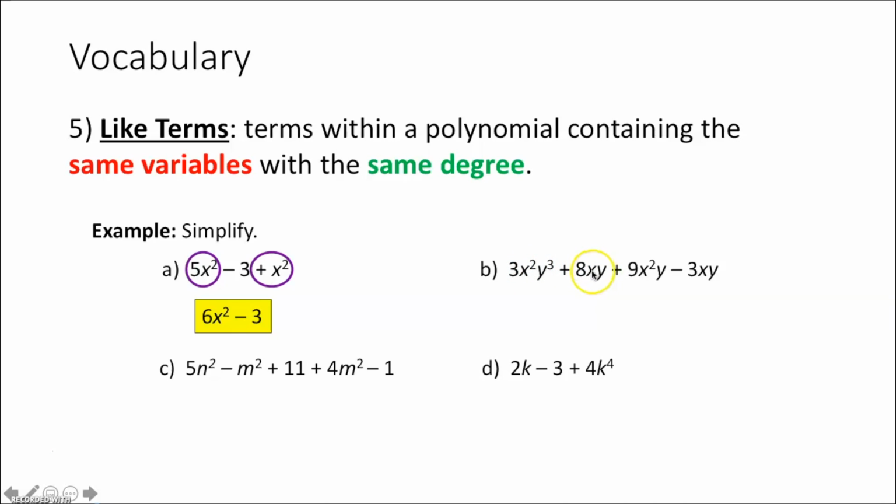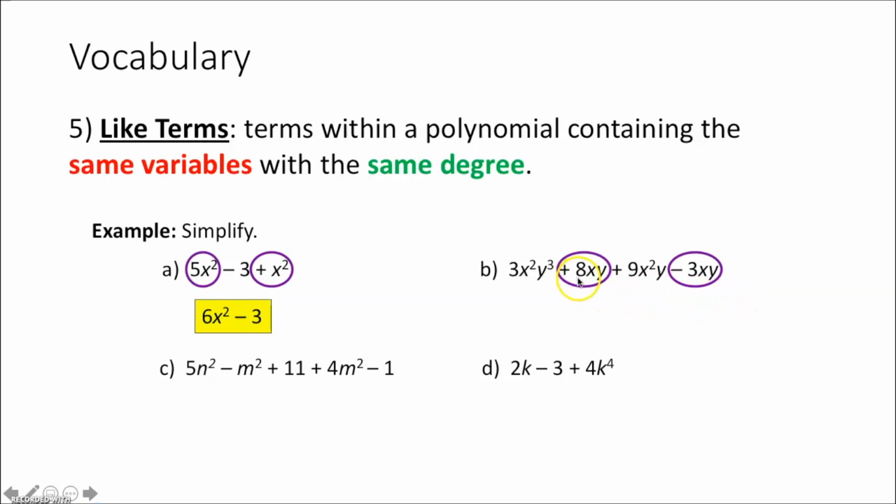These have the same variables, but not to the same degrees. Therefore, you cannot combine these two. What about these two? Well, the x squareds have the same degrees, but the y's do not. Therefore, these two do not have the same degrees. They are not like terms. What about these two? Yeah, x to the 1st, y to the 1st, x to the 1st, y to the 1st. So those are technically like terms.